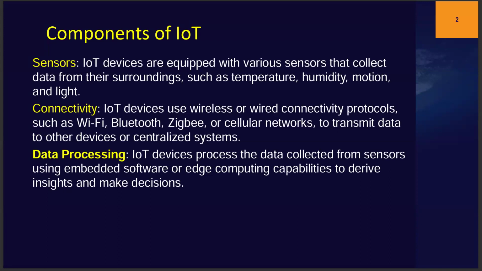Then we also have what we call other components, like the data processing. Now, with data processing, when you talk about data, you understand it's raw facts, and it's actually where most of the energy is being centered. So with data processing, IoT devices process the data collected from sensors using embedded software or edge computing capabilities to derive insights and make predictions.